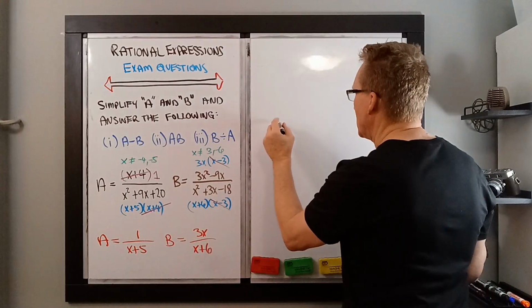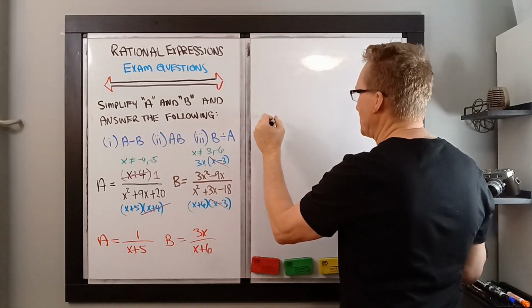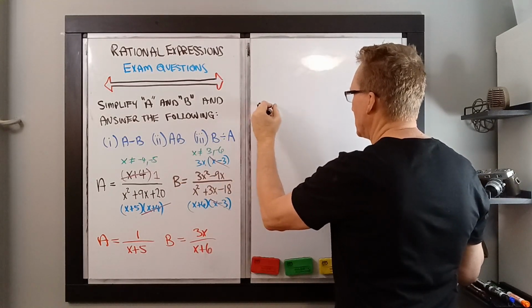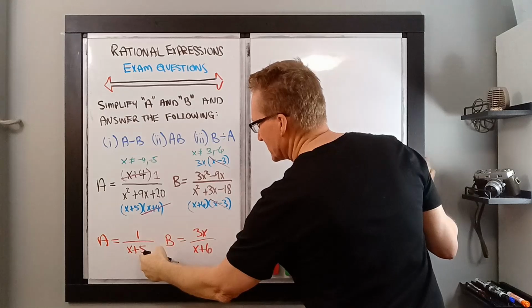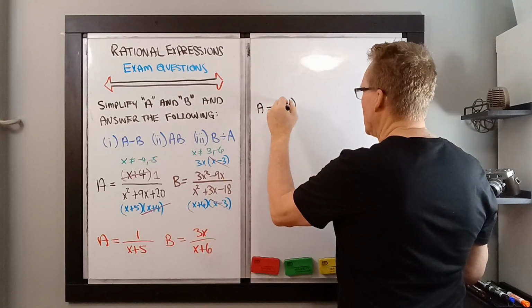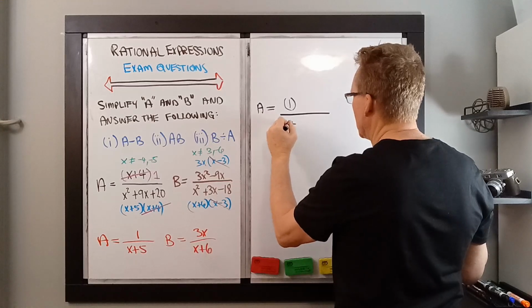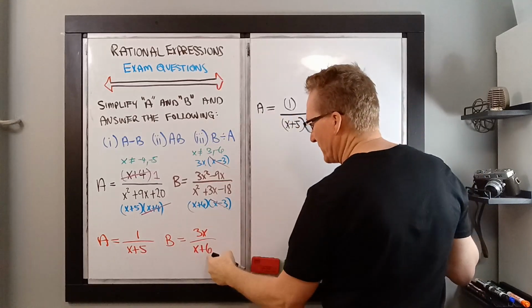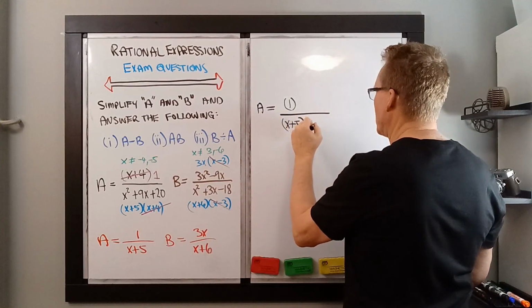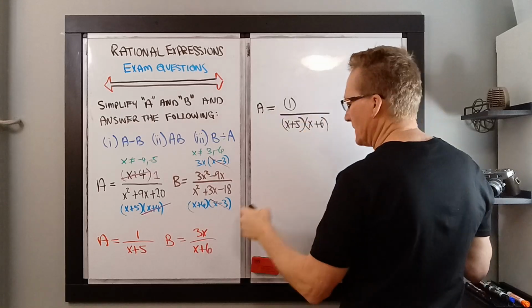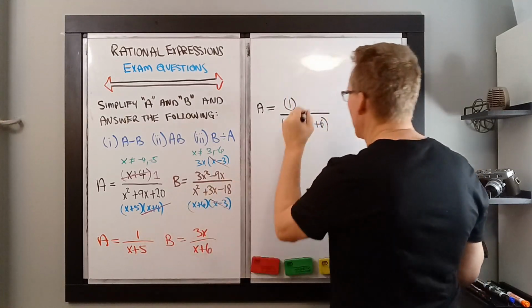So I'll write this all out. So this would be a minus b. I'm just going to write out a first of all. What would that be? That would be this whole thing, 1 in the numerator, and in the denominator, it's x plus 5. But we want to have this in the denominator as well, x plus 6. So to do that, I'm going to have to multiply this by x plus 6.